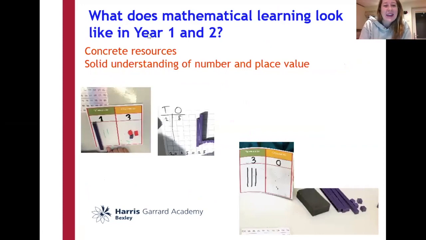Okay, so what does this look like in year 1 and 2? So when we move into year 1, we use lots and lots of concrete resources. So I was showing you just before about gummy bears and cubes, and we still have those. They have their place in Key Stage 1, but we're also using lots more mathematical objects, really less about playing, more about understanding and the reasoning behind it.